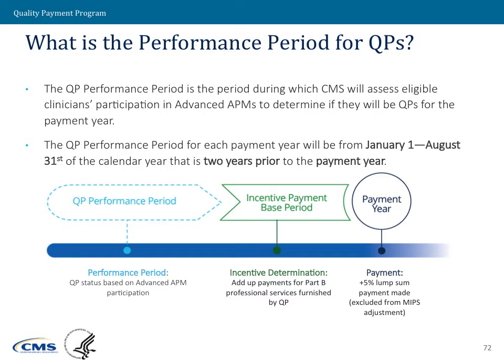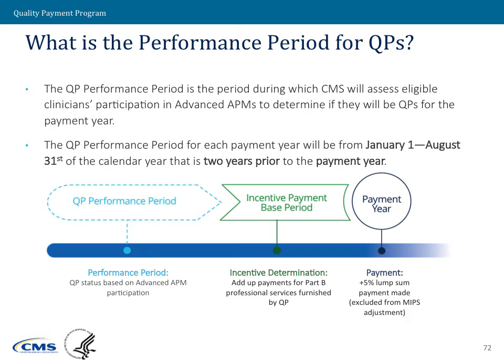Then we take those QPs, and in the subsequent year, which we call the incentive payment base period, that's where we determine how much they're going to get as a reward. So we look at all of their Part B professional services during that year, and we take 5% of the payments for that, and we make that payment to them in the payment year as a lump sum payment. And so that's the progression: a QP performance period, the incentive payment base period is how much you get paid, and then we actually make that payment in the payment year.